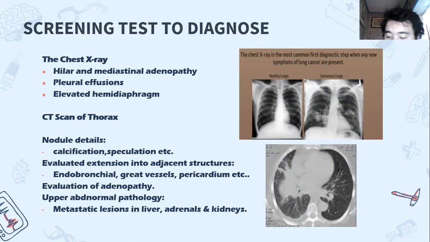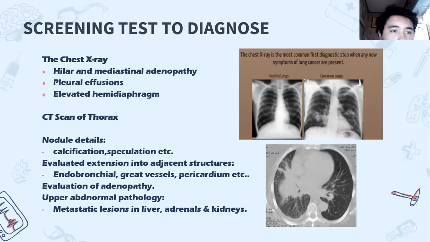So I'm going to talk about the screening tests to diagnose, starting with the chest X-ray. What you can see from the picture is the healthy lungs, and here one with liquid. Hilar and mediastinal adenopathy, pleural effusion. What you can see are the common diagnostic findings where the symptoms of the lungs are presented.